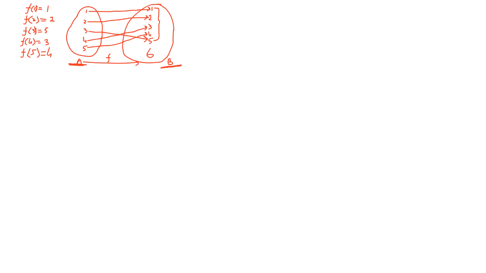Now come to the next example. Let me write here. So you know the domain. Domain means this, set A, 1, 2, 3, 4, 5. And range means the range. And codomain means set B. Okay.